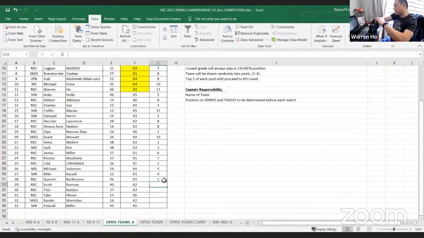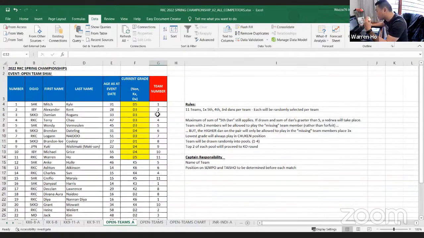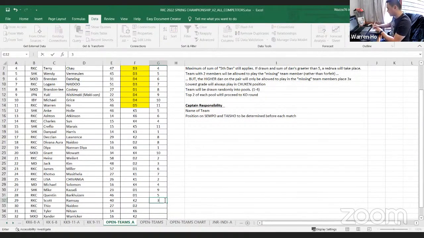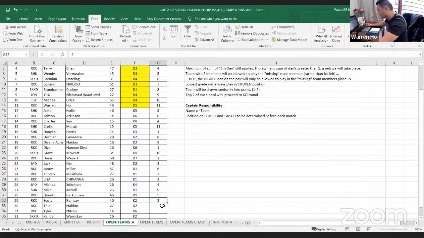Scott Ramsey from the RKC dojo, you're going to be part of team number 3. Scott is part of team number 3, which is Damien's dojo, Damien's team. My goodness. All right, and that also means team 3 is complete. All righty, moving on.